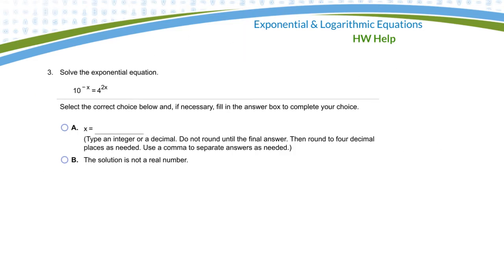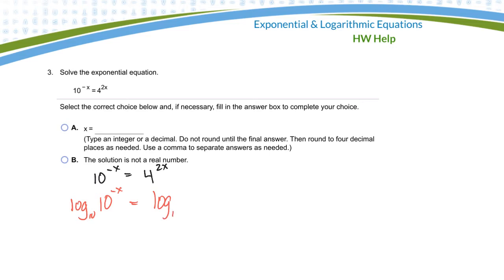Okay, next question. Ooh, can't use the same base on this one, because 10 and 4 I can't get the same. But I can use the property of logarithmic equality. Let me just write my equation down again. So 10 to the minus x is equal to 4 to the 2x. So I'm going to log both sides. I'm going to use base 10 because this one's a base 10.